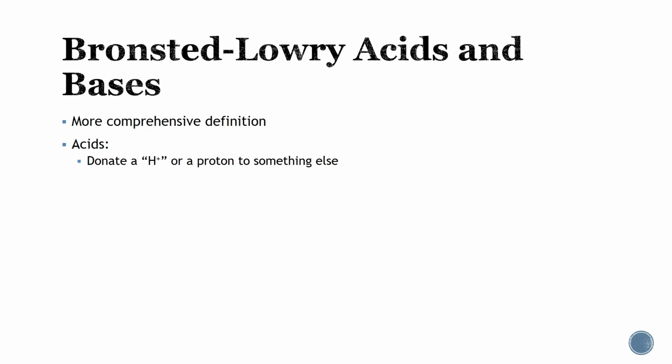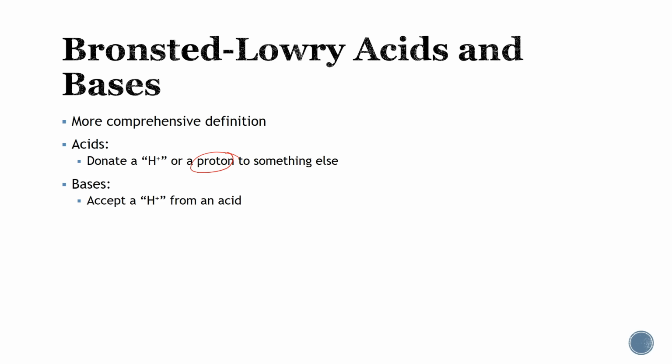Now similar to our Arrhenius definitions, Bronsted-Lowry acids donate a hydrogen. They also define that as donating a proton. What you have to remember is a hydrogen atom is one proton and one electron. If we make a hydrogen ion, we're simply left with a single proton. That's why we're able to define it that way.